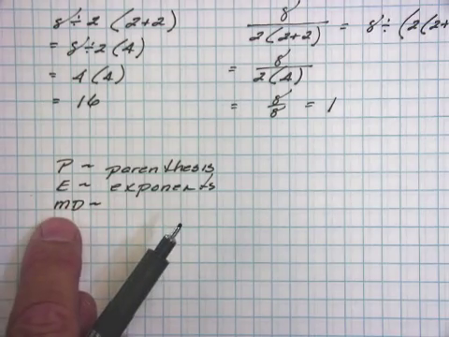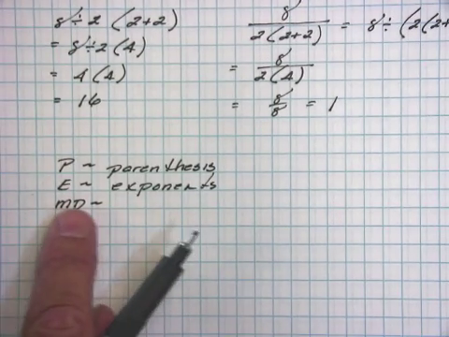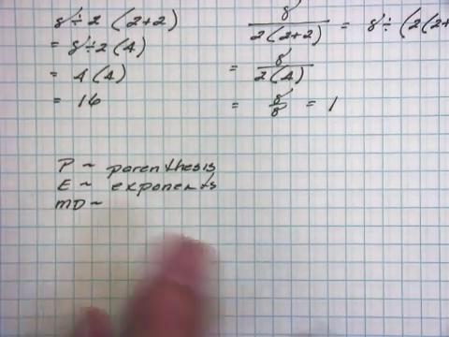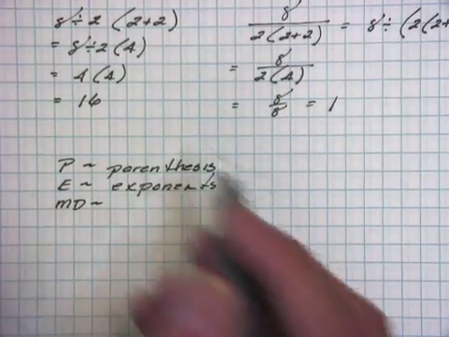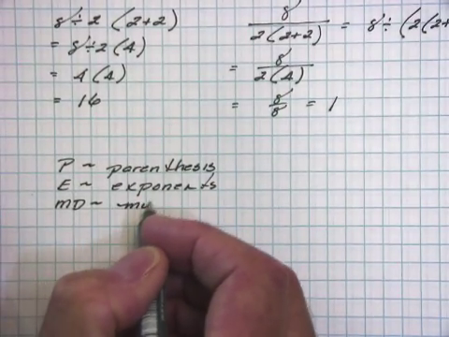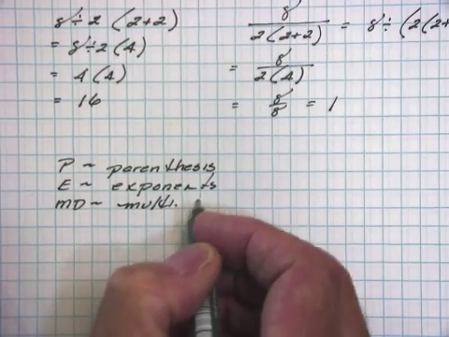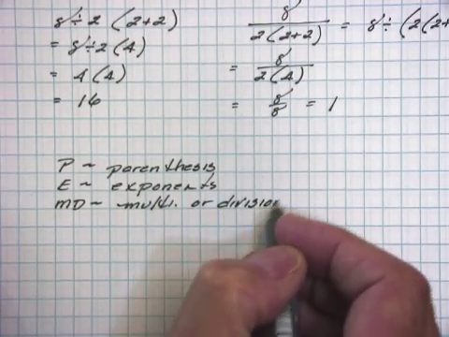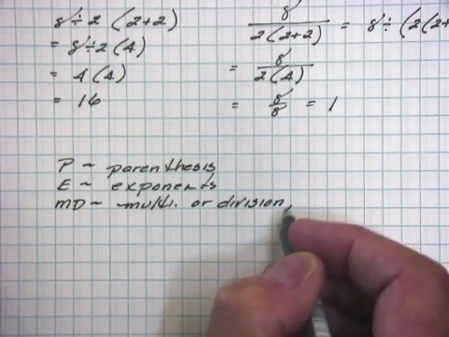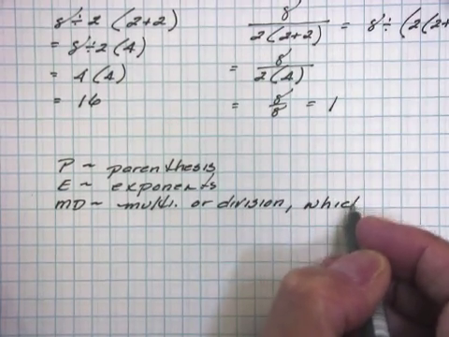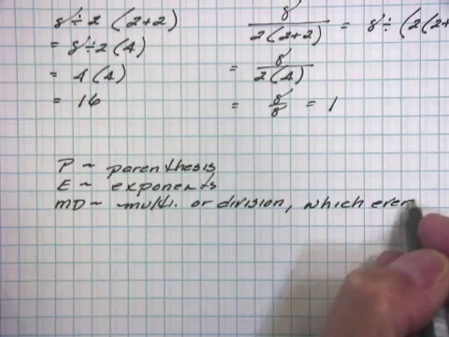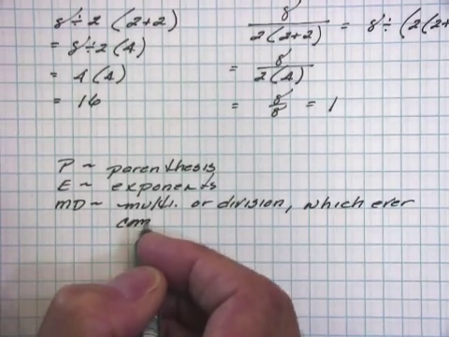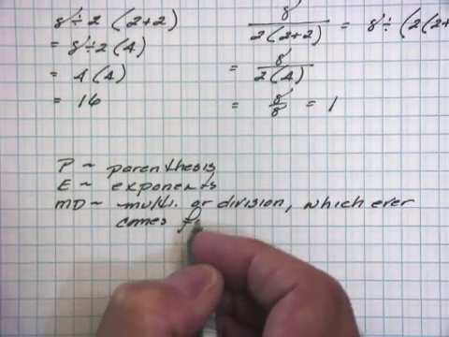Now this is where people get a little confused. They know that's multiplication division, but remember that's in the order it appears in the problem. So it's not always multiplication in front of division. Sometimes you might be doing a division and then a multiplication because it's how they appear in the problem. So it's multiplication or division, whichever comes first.